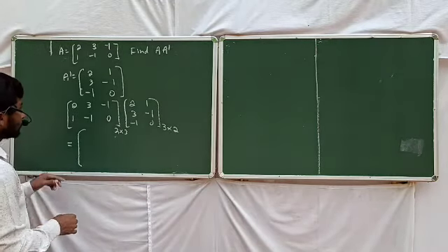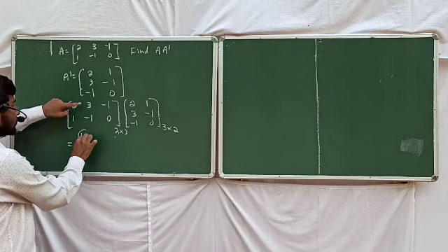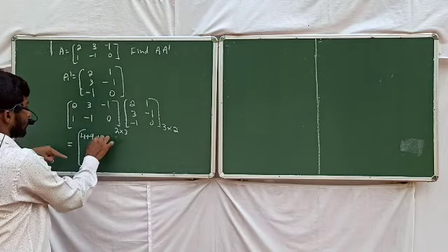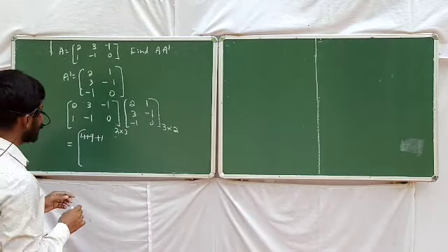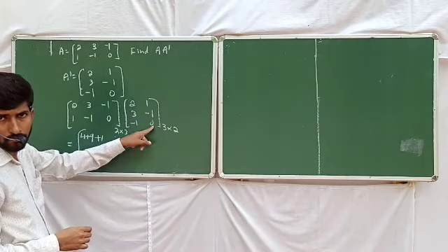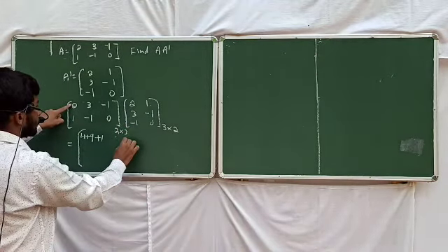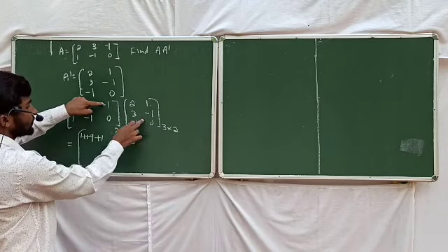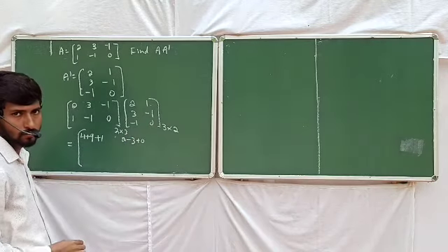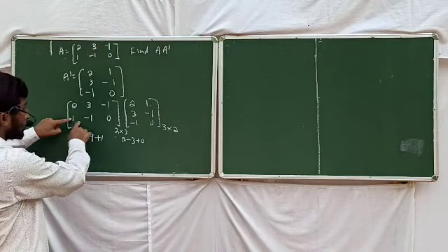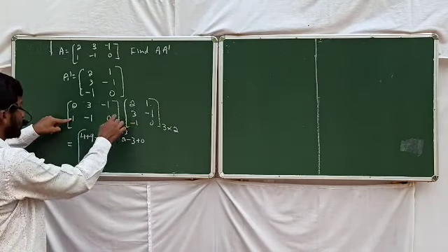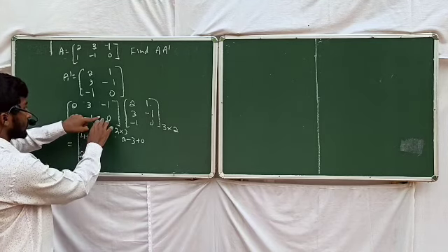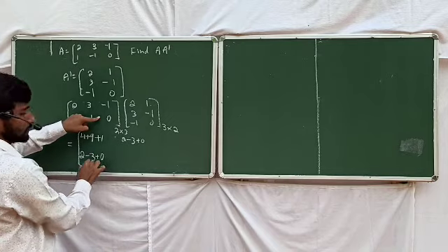Multiply. 2 into 2 is equal to 4. 3 into 3 is equal to 9. Minus 1 into minus 1 is equal to plus 1. Next see, first row into second column. 2 into 1 is equal to 2. 3 into minus 1 is equal to minus 3. Minus 1 into 0 is equal to 0. Next see, second row into first column. 1 into 2 is equal to 2. Minus 1 into 3 is equal to minus 3. 0 into minus 1 is equal to 0.